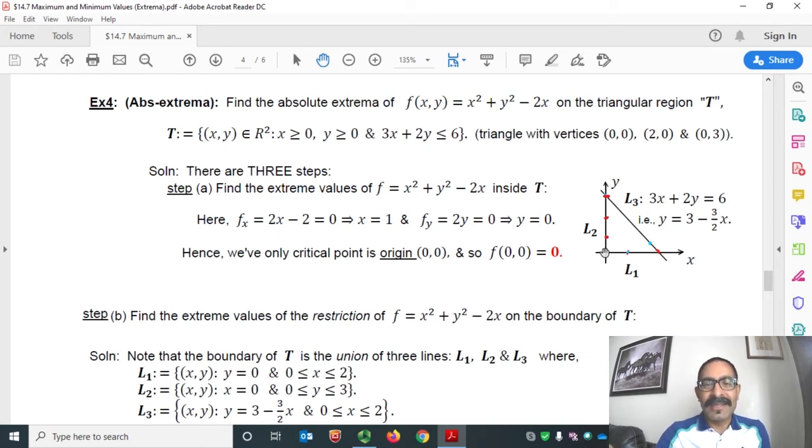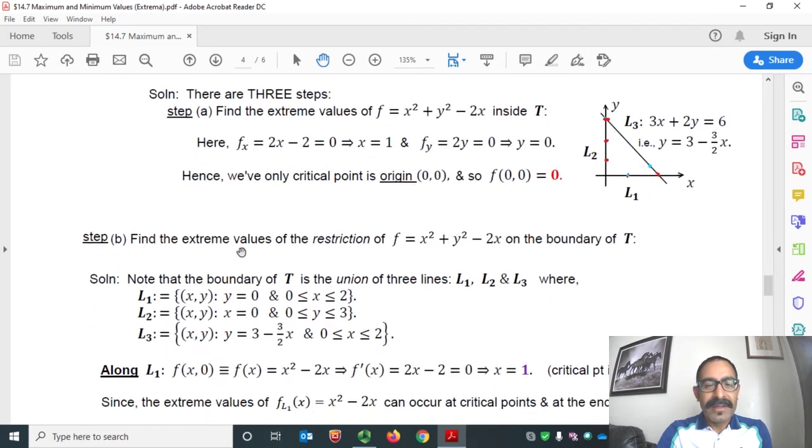Now next, let's talk about finding the extreme values on the boundary lines. Here the boundary of our triangular region is L1, L2, L3. So let's do them separately. Step 2, find the extreme values of the restriction of our function on the boundary of the triangular region T.